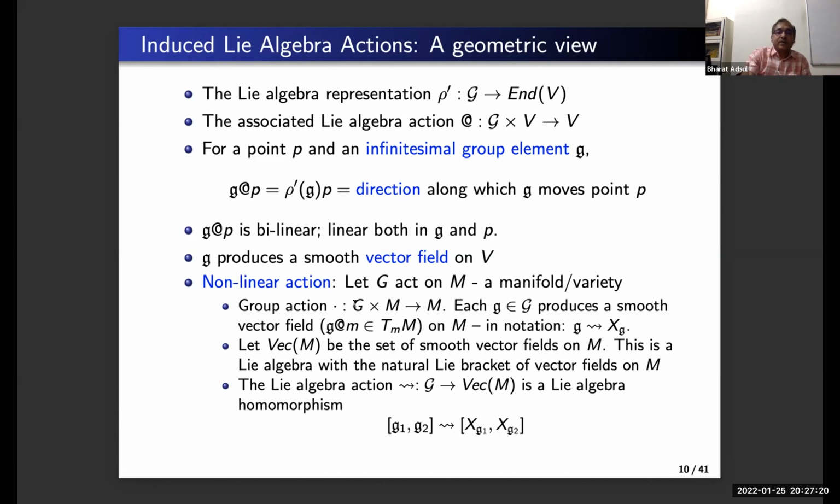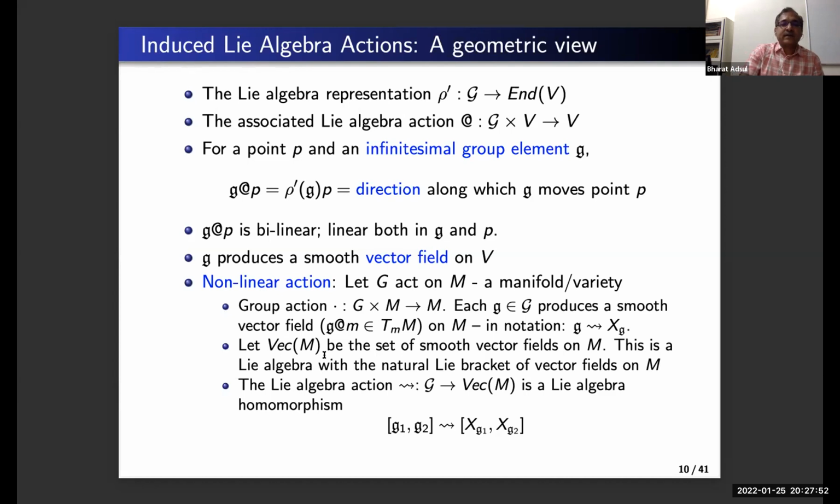If I have a group action, then it naturally induces this Lie algebra homomorphism, which maps every Lie algebra element to the corresponding smooth vector field that it generates on M. And this association is bracket preserving. There is a bracket operation on g, and there is a bracket operation on vector fields, and this association of mapping a Lie algebra element to the corresponding vector field is Lie bracket preserving.